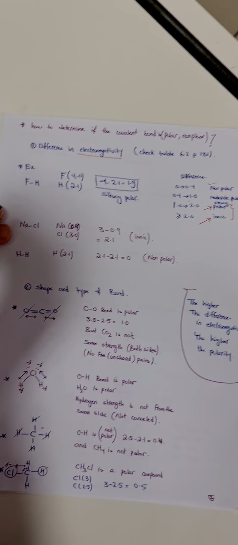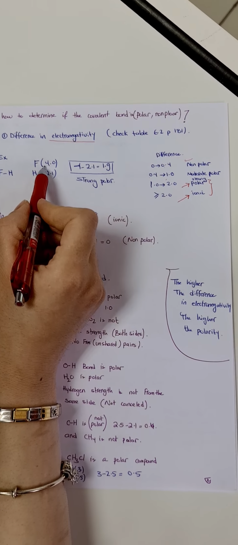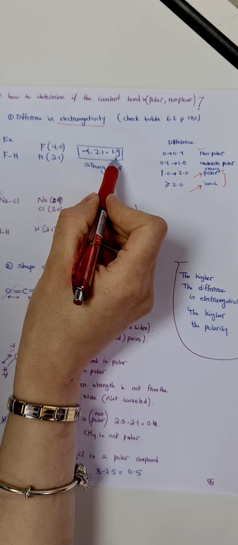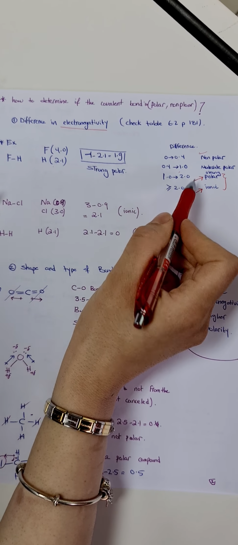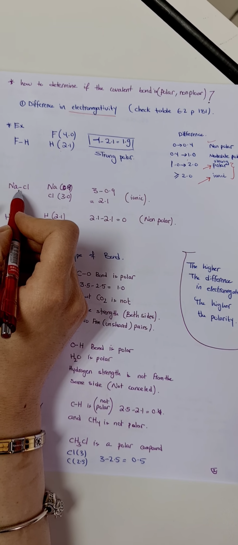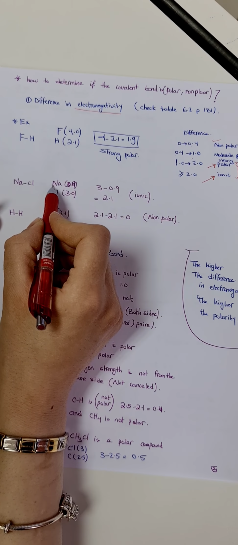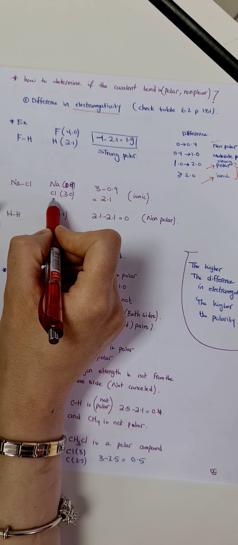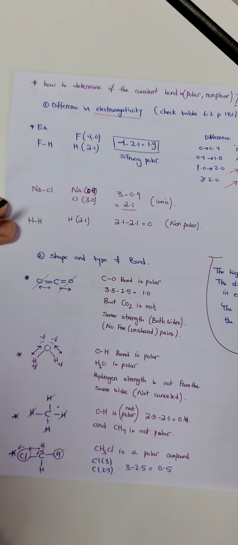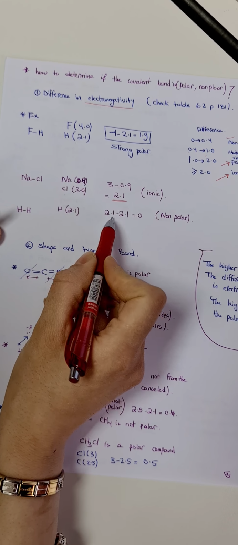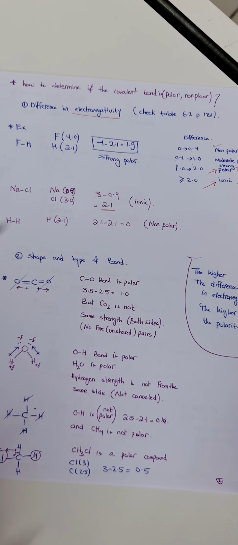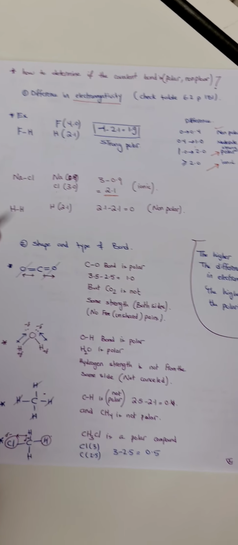So let's go back to the example, fluorine with hydrogen. Fluorine is 4, hydrogen is 2.1. The difference is 1.9, which means it's a very strong polar compound. NaCl, you know it's ionic. Na is 0.9, Cl is 3, the difference is 2.1, so it's ionic. Hydrogen with hydrogen: the hydrogen has 2.1, the difference is 0, and 0 means nonpolar. So this is the best way to determine.